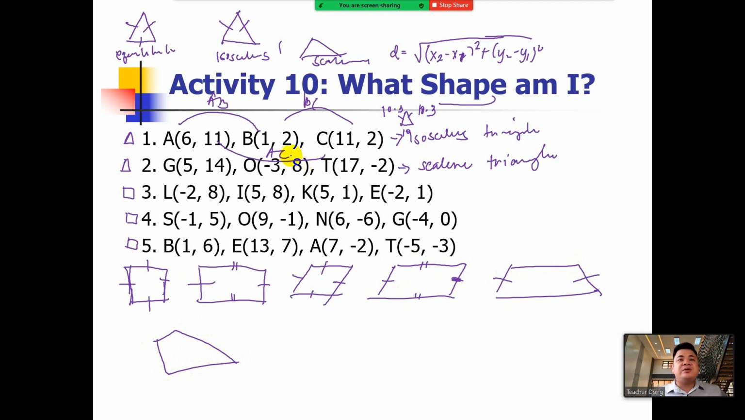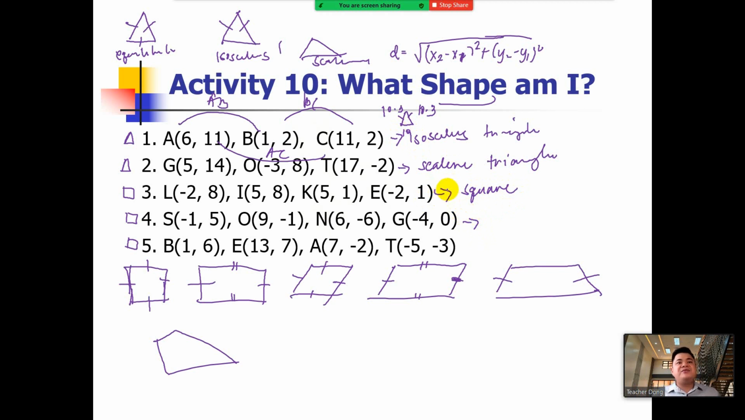Now, let's identify numbers 3, 4, 5 and what type of quadrilateral each is. For number 3, we have point L (negative 2, 8), point I (5, 8), K (5, 1), and E (negative 2, 1). After you plot the points and connect them, this one is a square. For my students, please make sure to graph these because in your examination, you will have the same problem.